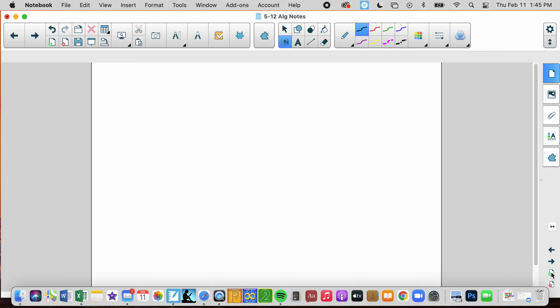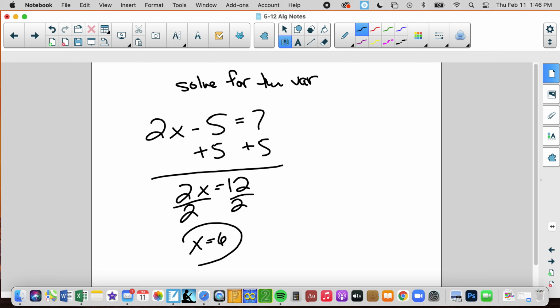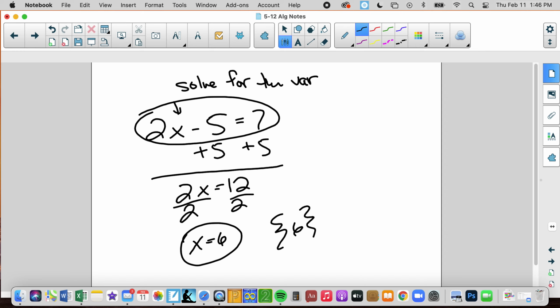Now the equations begin to get more complex. We have two-step equations where we have to do more than one step in order to isolate the variable. But again, we're still solving for the variable. So we would get rid of things being added and subtracted first. And then we would get rid of multiplication. The inverse of multiplication is division, and we get x equals 6. That is considered the solution to this equation. It's the only number that can go in for x.